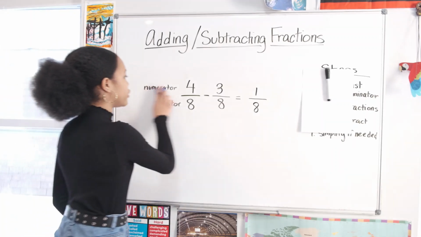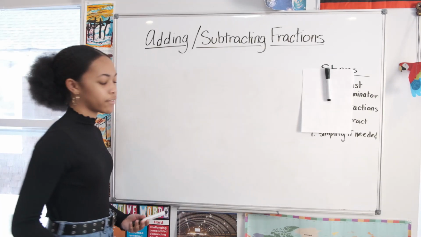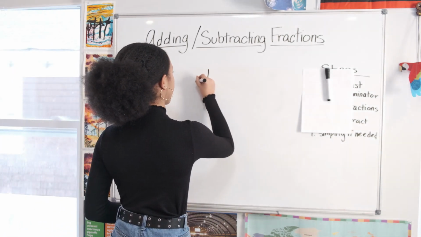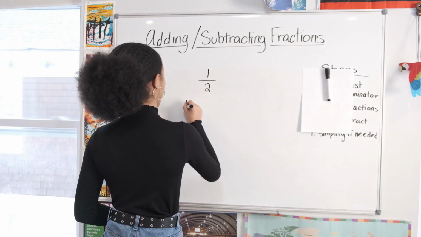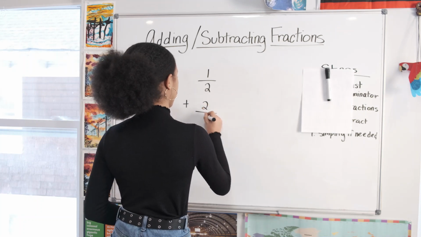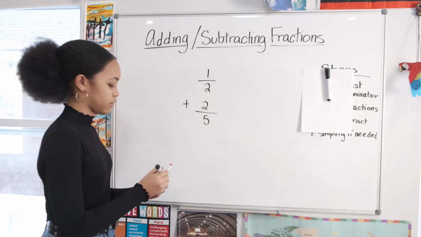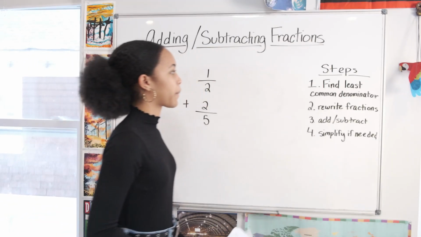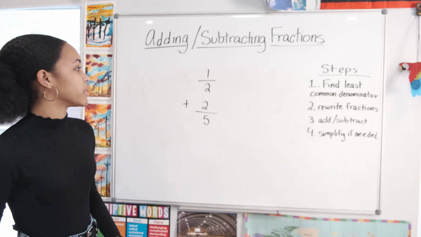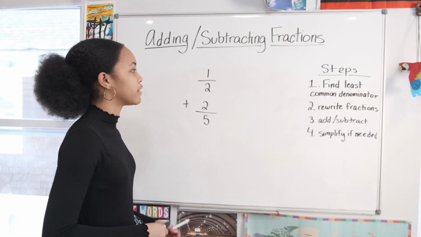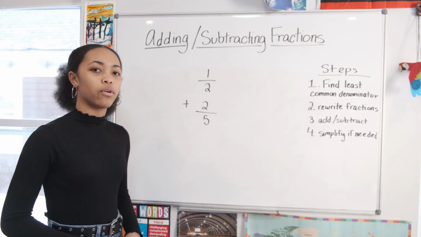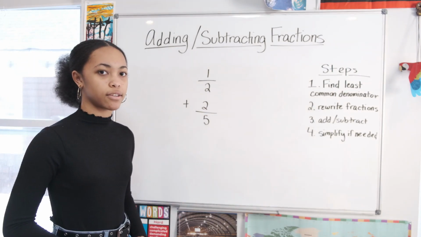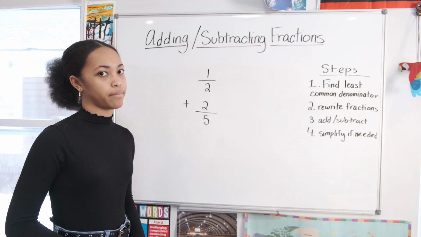But what about when your denominators are different? For example, we have 1/2 plus 2/5. Well, here are some steps that I have over here. The first thing that we're going to do is find the least common denominator, or the smallest number that both 2 and 5 can fit into evenly so that the denominators can be the same.